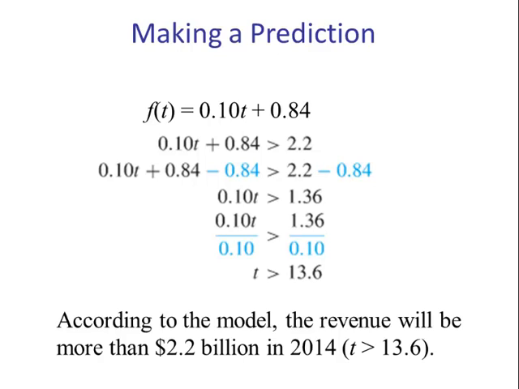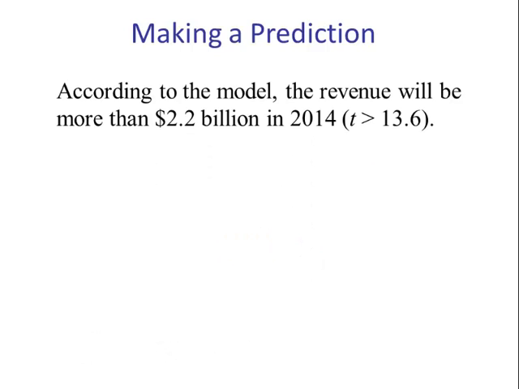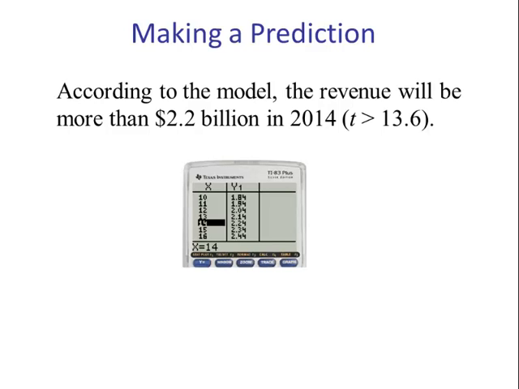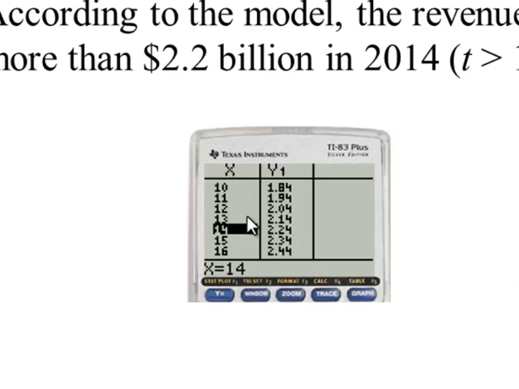And that's when t is greater than 13.6 years. We can verify this by using the graphing calculator. If we hit second graph, which is table, and scroll down to where x is 14, we see that is the first year when the revenue is larger than 2.2.